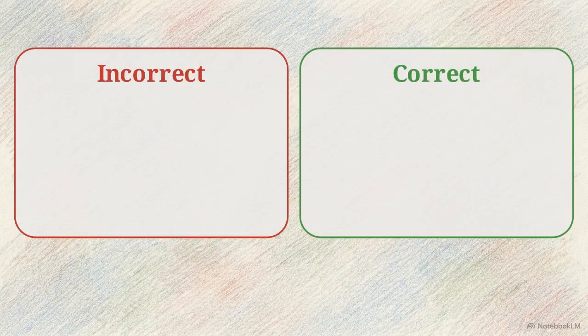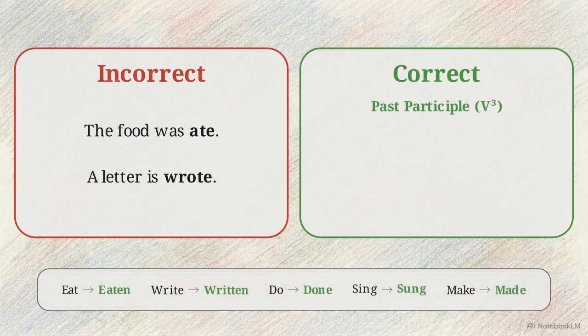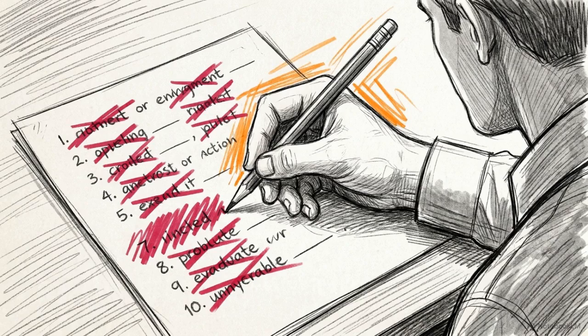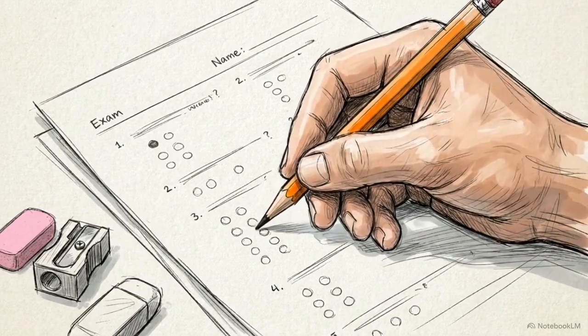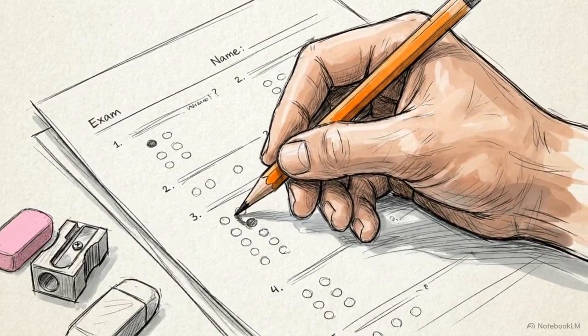Take a look at this split screen. This graphic shows the most common mistakes students make. You have to use the past participle, eaten, written, not the simple past tense, ate or wrote. Verb conjugation is where most people fail exams. But if you strictly pair a tense-matched helping verb with a V3 main verb, the math guarantees a correct answer.